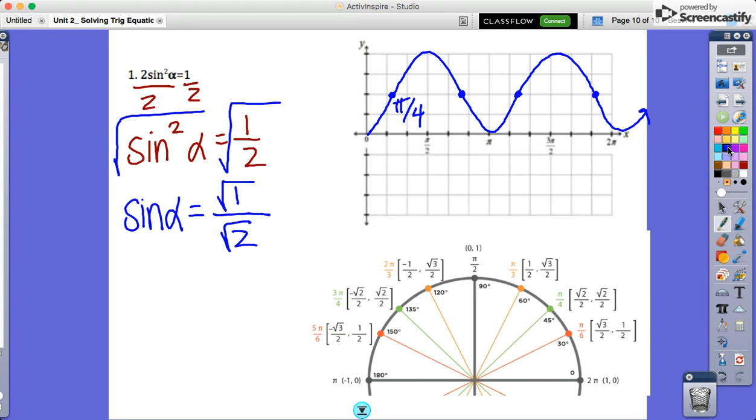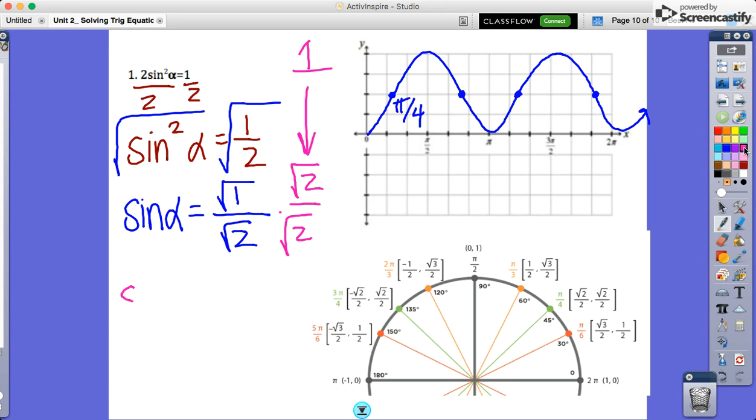How do I get rid of a radical in my denominator? Multiply by square root of 2 over 2. I mean square root of 2 over square root of 2. Why am I allowed to do that without changing my value? It equals 1. So this fraction is equal to 1. Anything times 1 is itself.